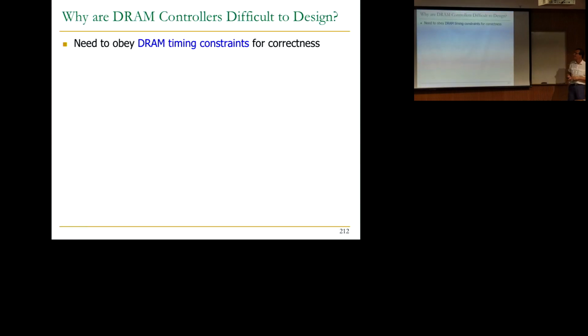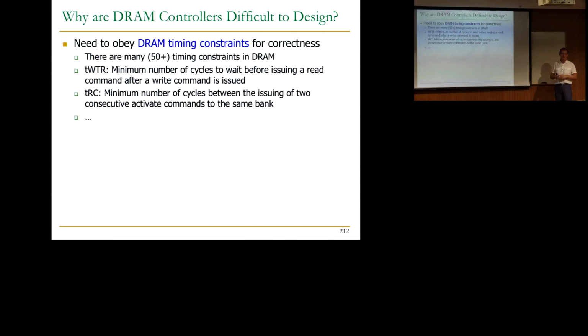Okay, so DRAM control is actually not easy. Why are these difficult to design? You need to obey the DRAM timing constraints for correctness, first of all, and there are many timing constraints. Actually, I say 50 plus over here, but it's really 100 plus, maybe 200 plus by now, but 50 plus at least the more interesting ones. As I said, this is one example, write to read delay: the minimum number of cycles to wait before issuing a read command after a write command is issued.